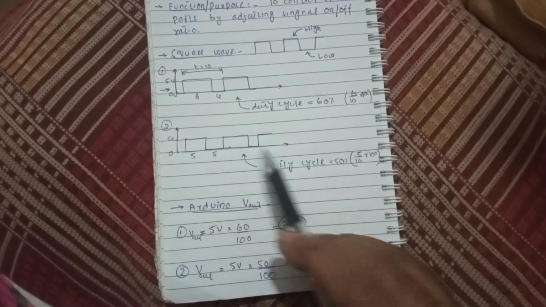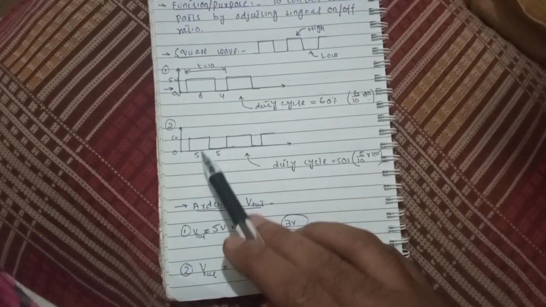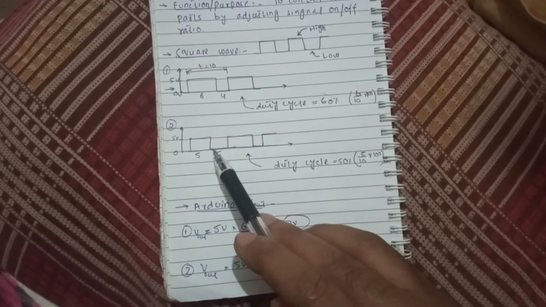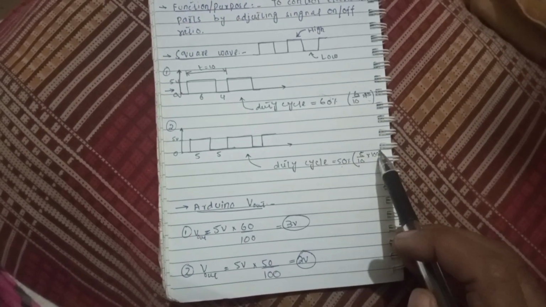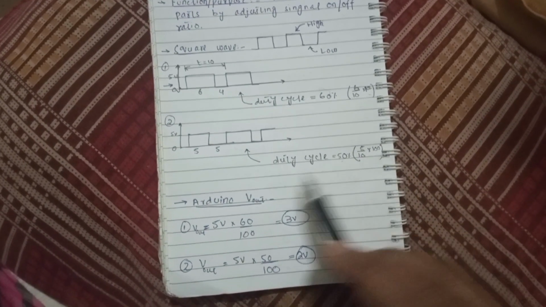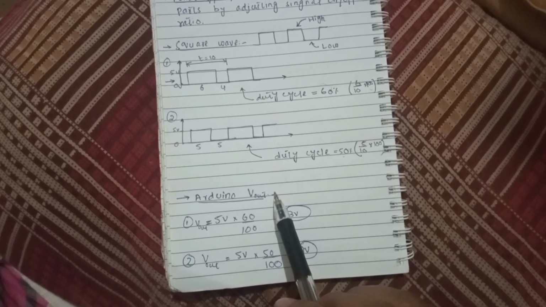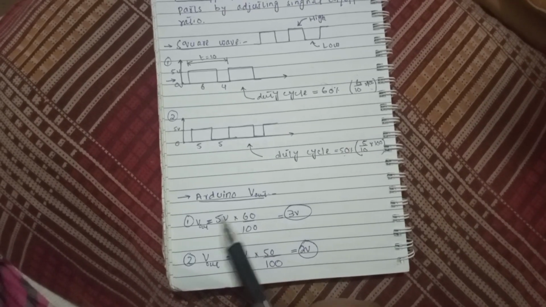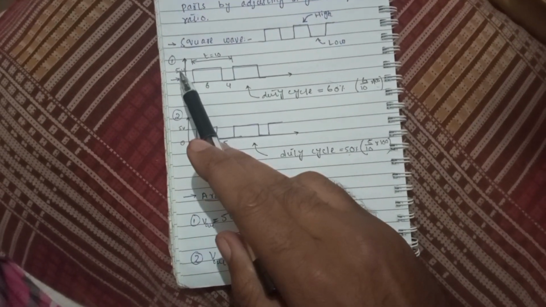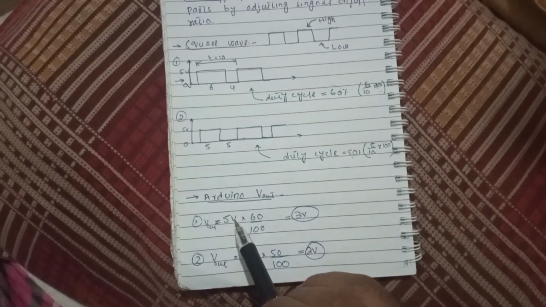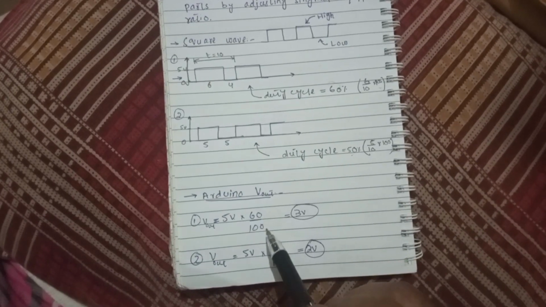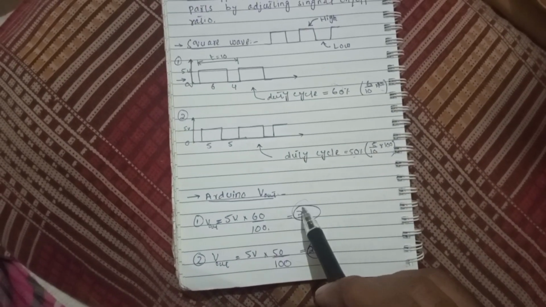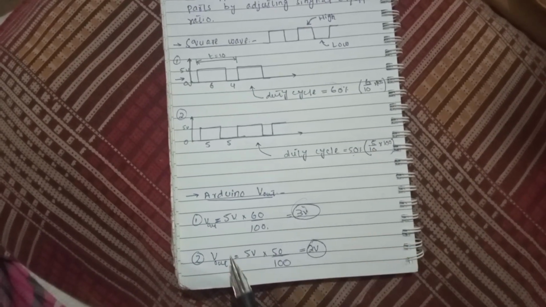In the second case we have 5 and 5, 5 high and 5 low. So the duty cycle is going to definitely be 50%. And how is it going to affect the Arduino V out, the Arduino voltages? As we know, Arduino has 5 volts at its output. So in the first case, we have 60% duty cycle and 5 volts for Arduino, so it's going to give us 3 volts.